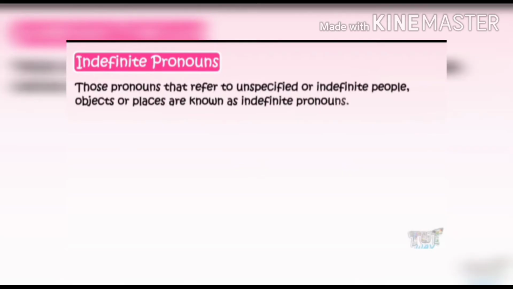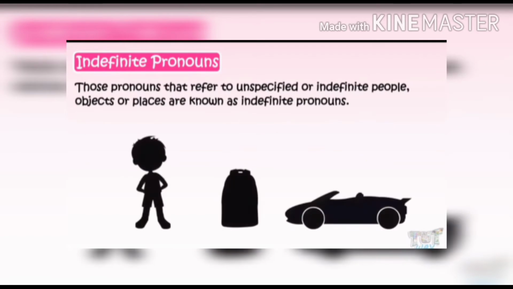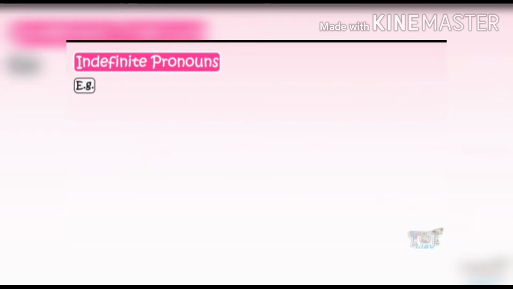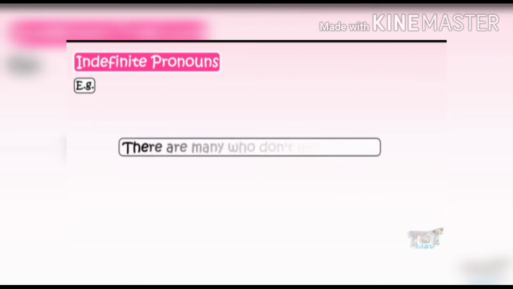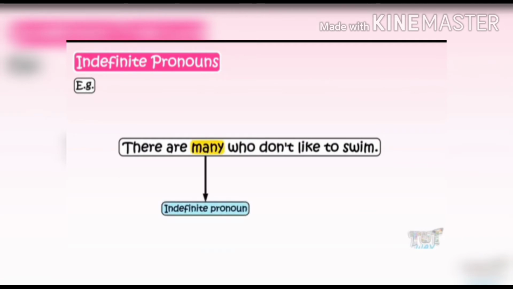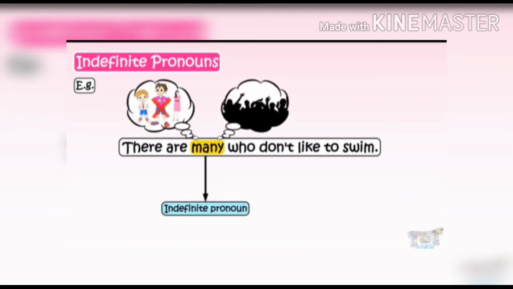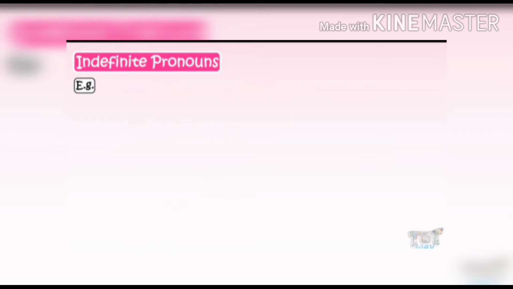As the name suggests, those pronouns that refer to unspecified or indefinite people, objects, or places are known as indefinite pronouns. Now let's learn with examples. There are many who don't like to swim. Here, the pronoun many is an indefinite pronoun, as it's not referring to definite people. It's referring to unspecified or indefinite people.